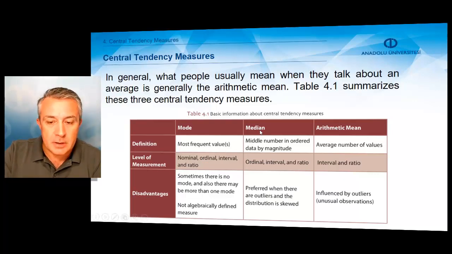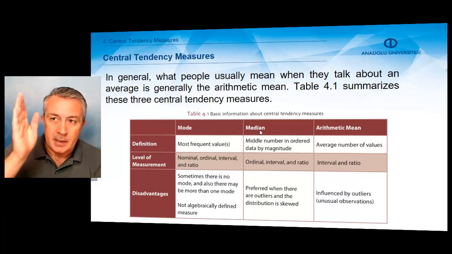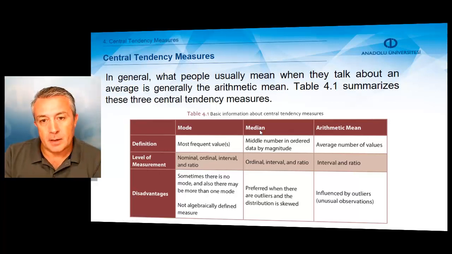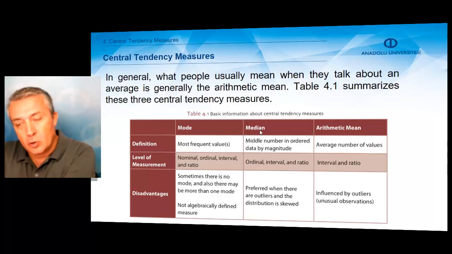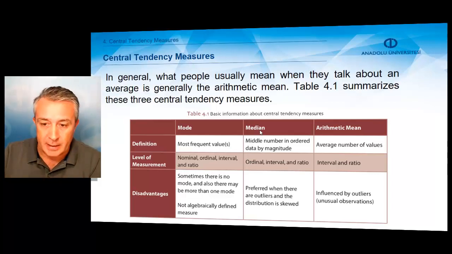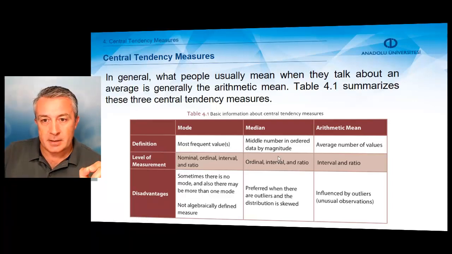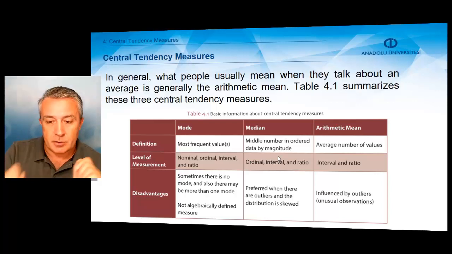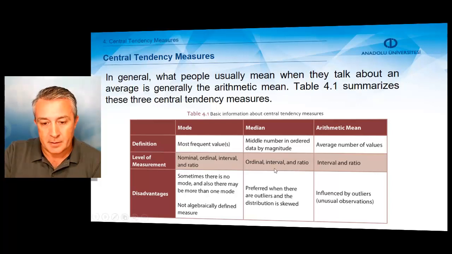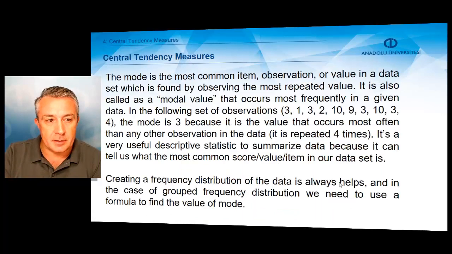If you want to calculate the median, the median is the middle value of the observations when they are ordered from smallest to highest or highest to smallest. So for the median, we order our data from smallest to highest and find the middle one, and that is our average value. There are some advantages and disadvantages in your book. You can read the details about it.